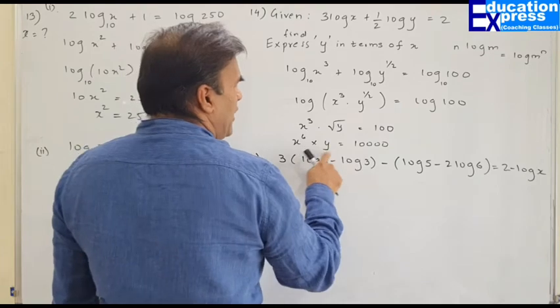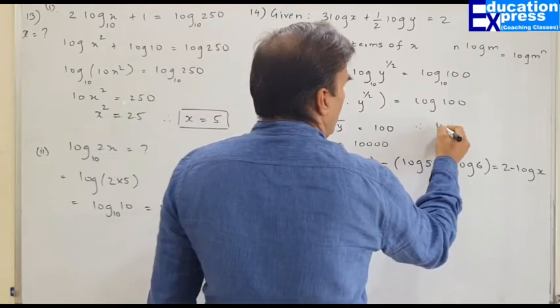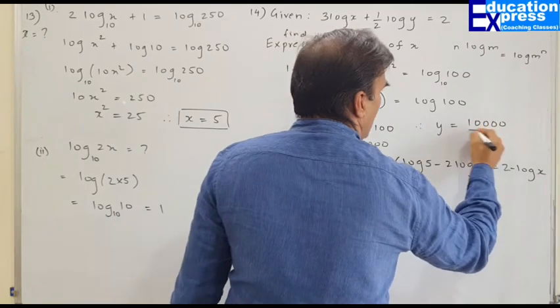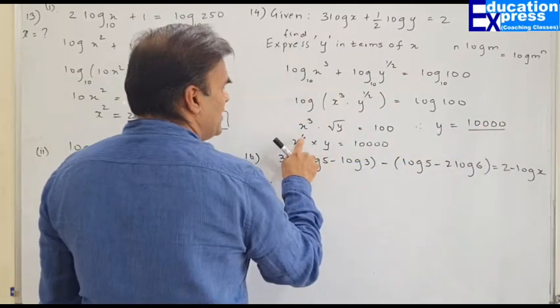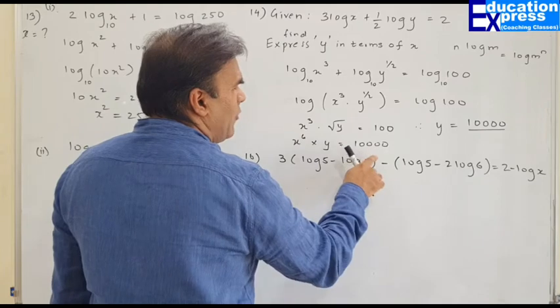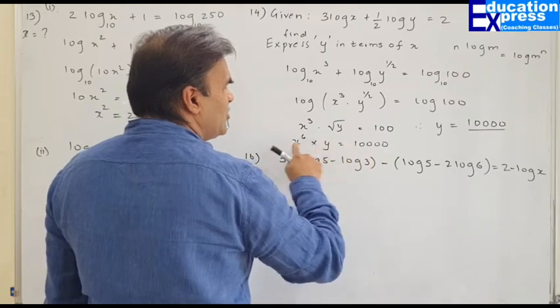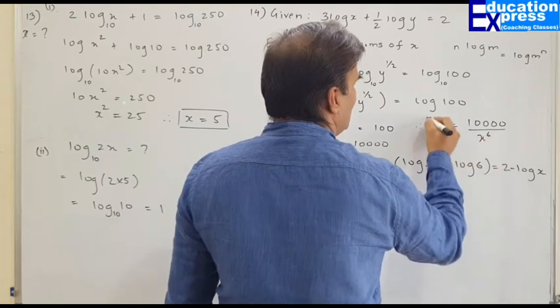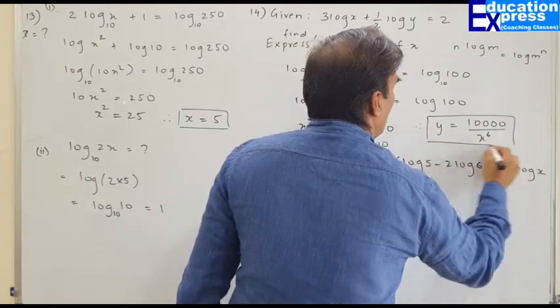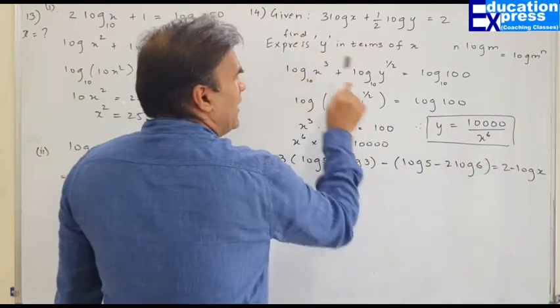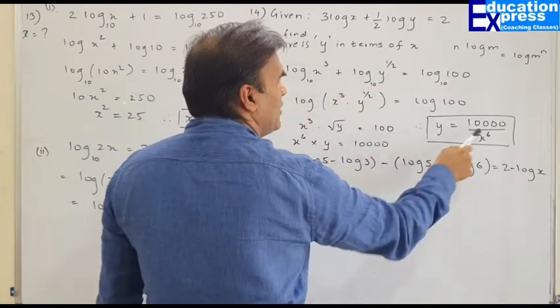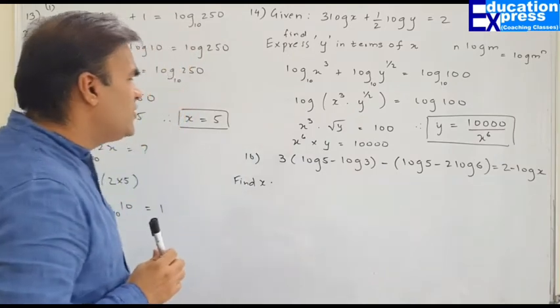So you want to find the value of y. Therefore, y equals 10,000 upon x raised to 6. We shift this x raised to 6 as a denominator, dividing by x raised to 6 on both the sides. It will get cancelled over here and you get x raised to 6. So this will be your expressed y. So we have found out the y. Find y in terms of x. So my y is in terms of x. Was a very simple question.